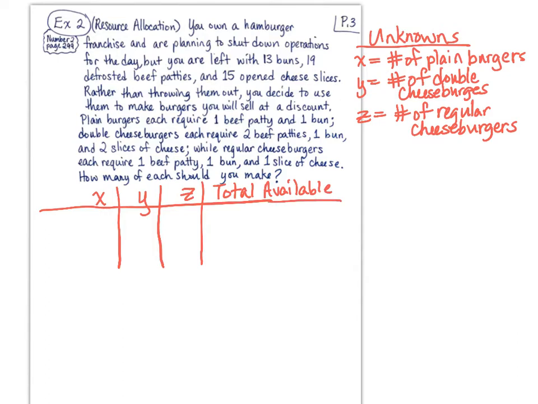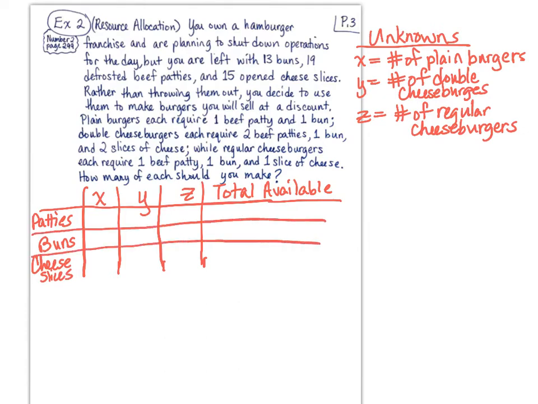But then, to make up X, Y, and Z, we need patties, we need buns, and we need cheese. So that will make up our row. So we have the beef patties, we have the buns, and we have the cheese slices. Okay?